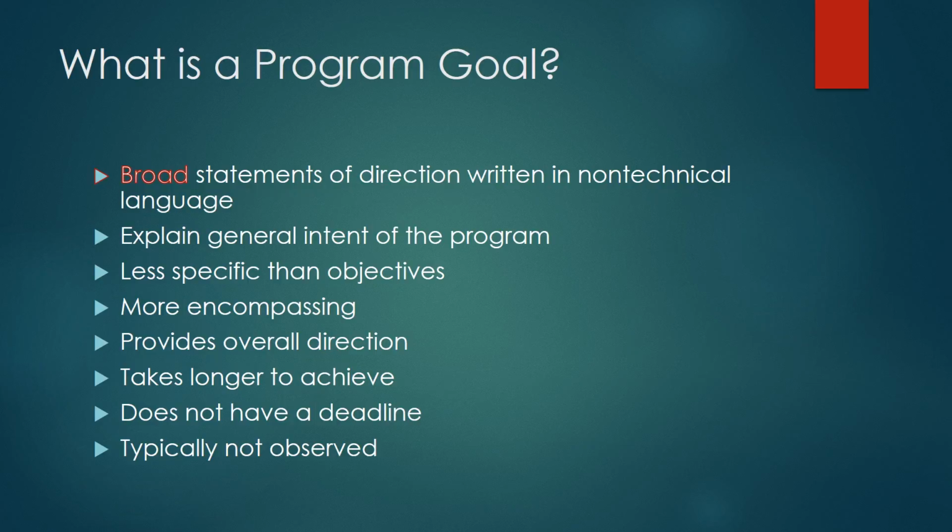Now that we have covered mission statements, we are going to move on to talking about program goals. What is a program goal? A program goal is defined as a broad statement of direction, written in non-technical language. Program goals are more specific than mission statements, but broader than objectives. Goals are global, more encompassing, and provide an overall direction of the program. With that said, goals do not have a deadline and take much longer to complete.